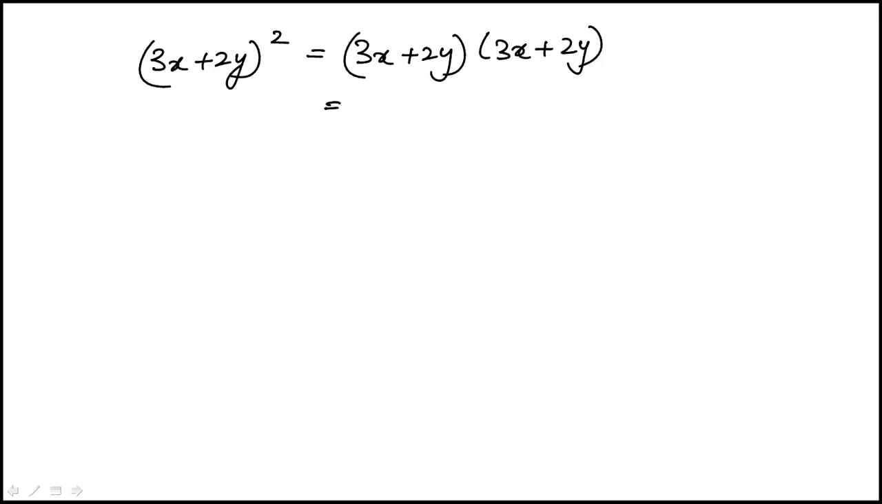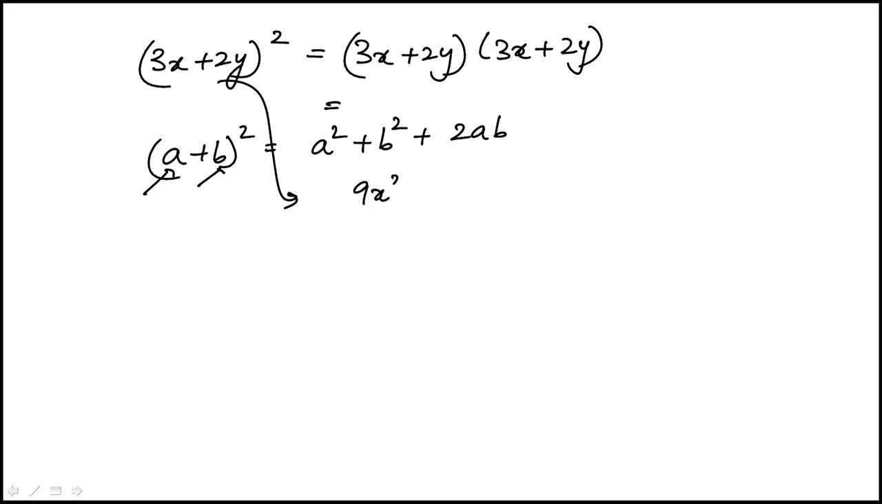The first one was the identity where you're squaring the sum of two terms. You can certainly do the FOIL here, but that would be a little bit of a long method. I would encourage you to know the identity. a plus b squared is the sum of squares of each term plus twice their product. So here, 9x squared would be the first term because 3x times 3x is 9x squared. Then I get 4y squared, plus their product would be 6xy, and then I double it, so it's 12xy.